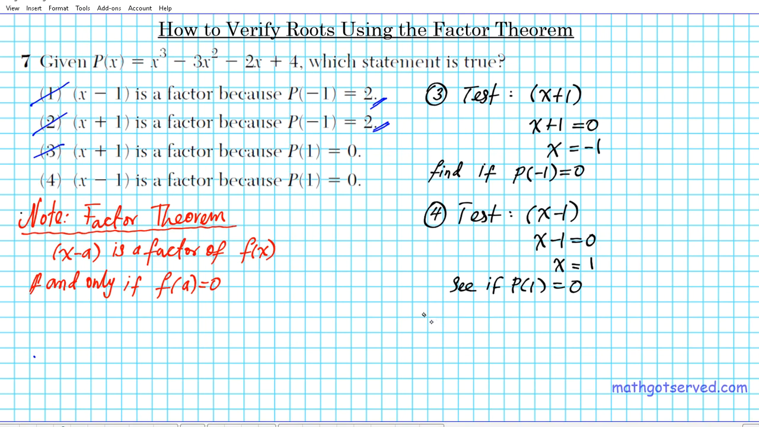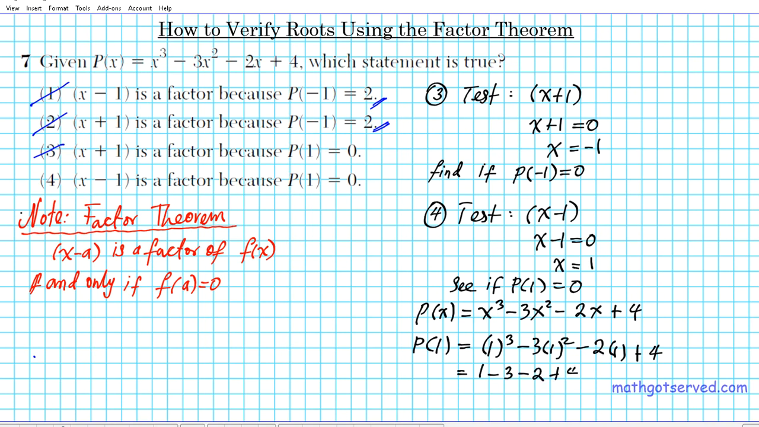Okay, so let's do it. P of x is x to the third minus 3x squared minus 2x plus 4. So p of 1 simply means we substitute all the x's with 1. So we have 1 to the third minus 3 times 1 squared minus 2 times 1 plus 4. We're just going to PEMDAS this real quick. Do the exponents first. 1 minus 3 minus 2 plus 4. 1 minus 3 is negative 2, minus 2 plus 4 is positive 2... wait, that gives 0.